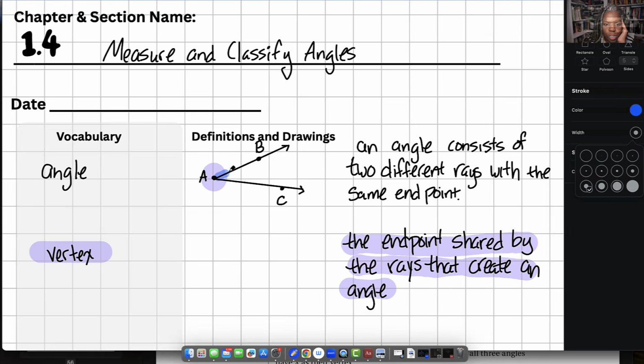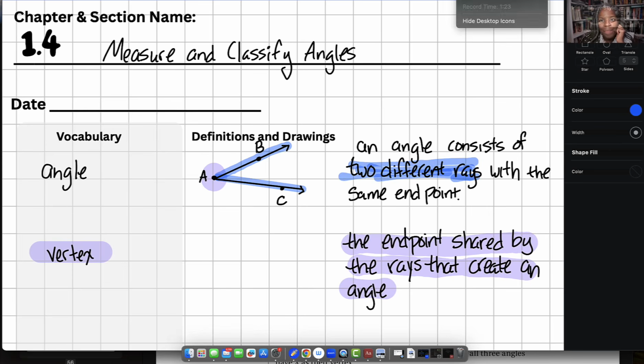Another word for these rays would be the sides of the angle. So we've got vertex and the sides. And remember, the sides are the two different rays that make up that angle. So let's get on to the different types of angles that we can have.